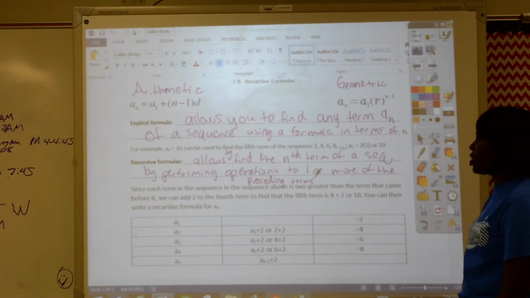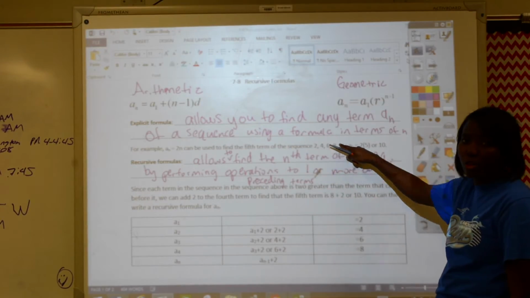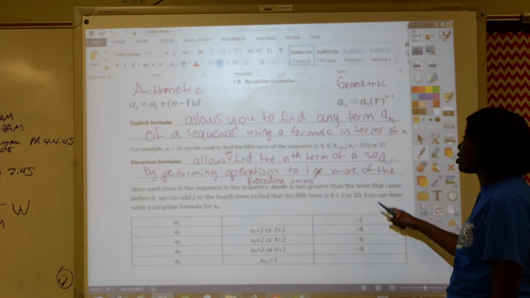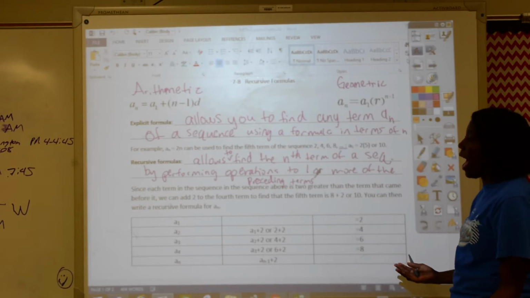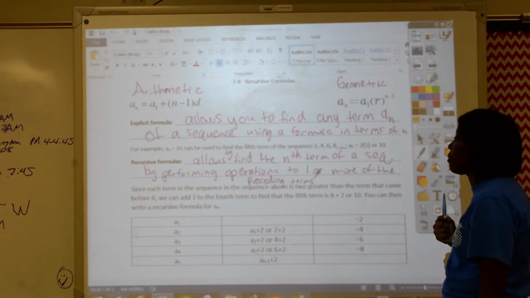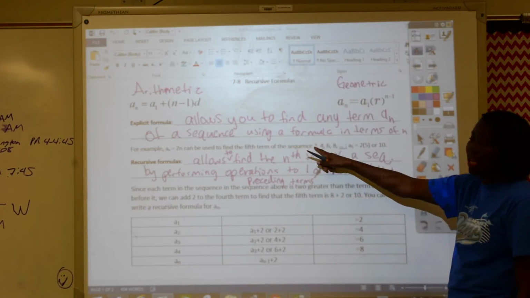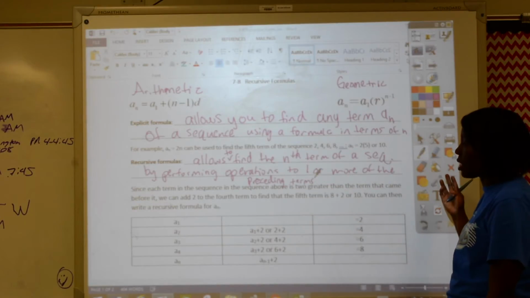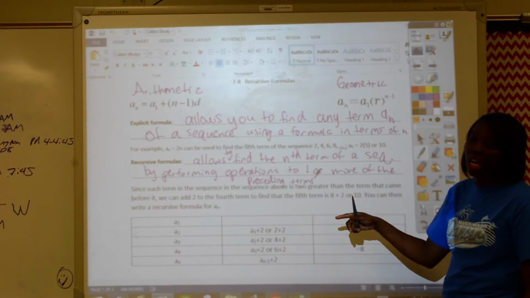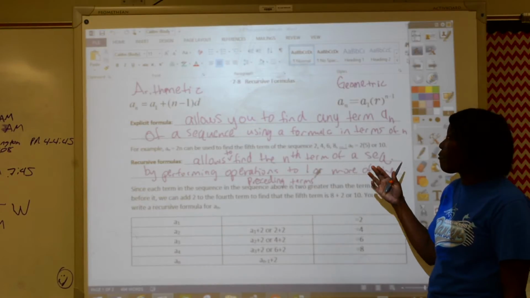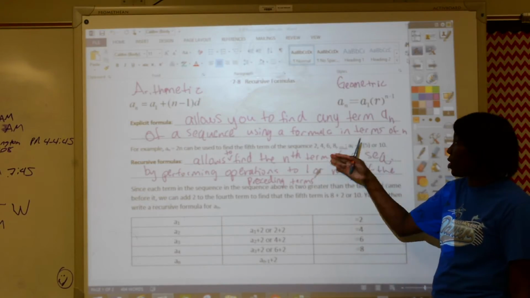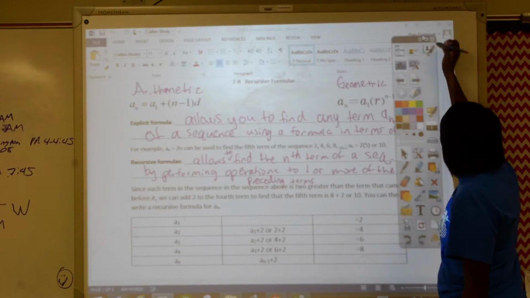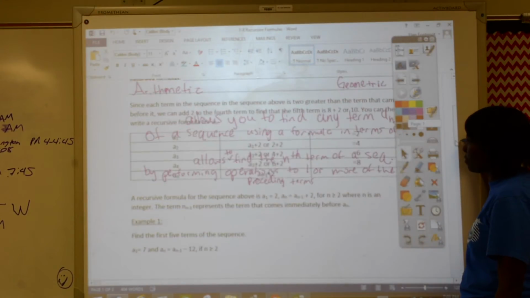So here it says, since each term in the sequence above, 2, 4, 6, 8, 10, 12, is 2 greater than the term that came before it, we add 2 to the fourth term to find the fifth term. So basically it's plus 2, plus 2, plus 2, plus 2, right? So 8 plus 2 is how we get to 10. You can then write a recursive formula. There's a formula called recursive formula which will help us do that, which you kind of already know how to do, but it's just a different way of looking at it.